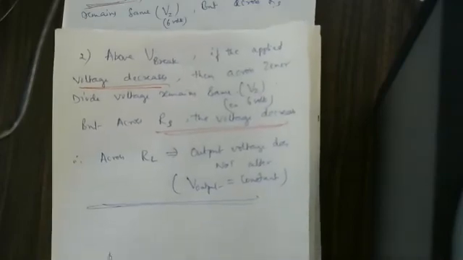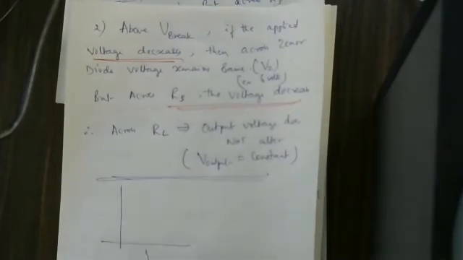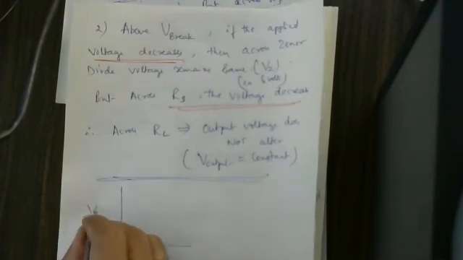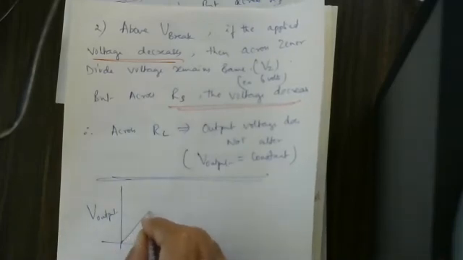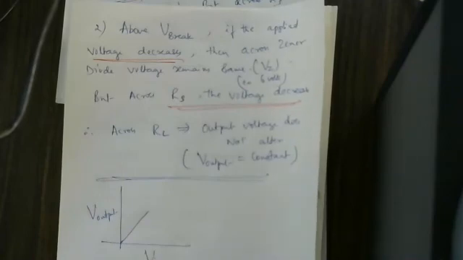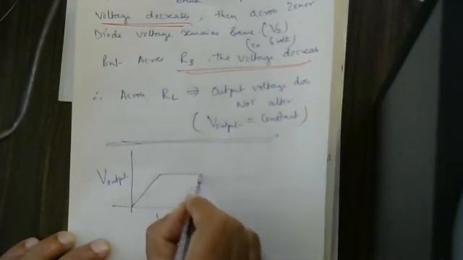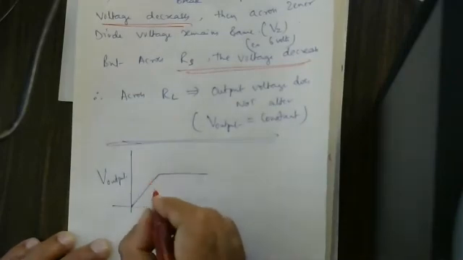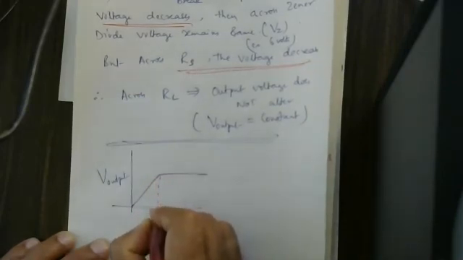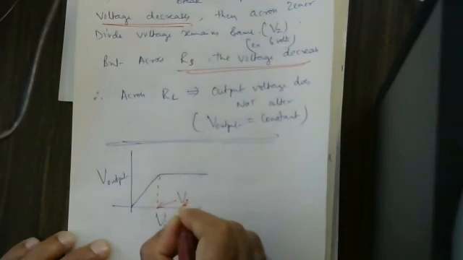We are supposed to show with a graph also. What is that graph? Input versus output voltage. V input, this is V output. As you are increasing the V input here, output also goes on increasing, up to a particular limit. Then further, as you increase the input voltage, the output voltage remains constant. This is your Vz value. I showed that Vz value is equal to 6 volts there.